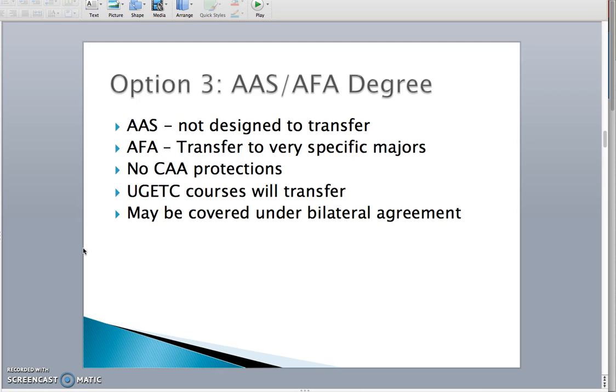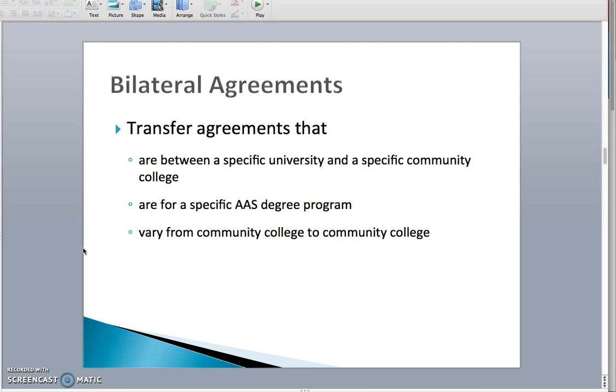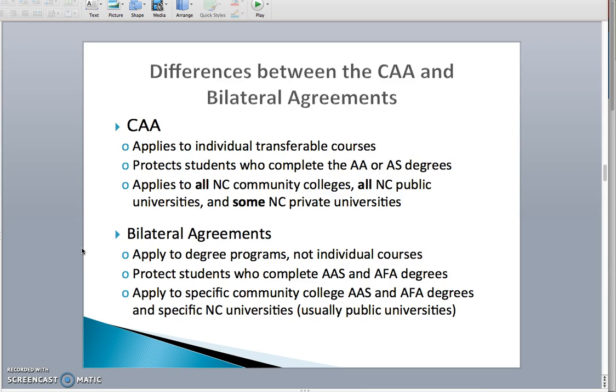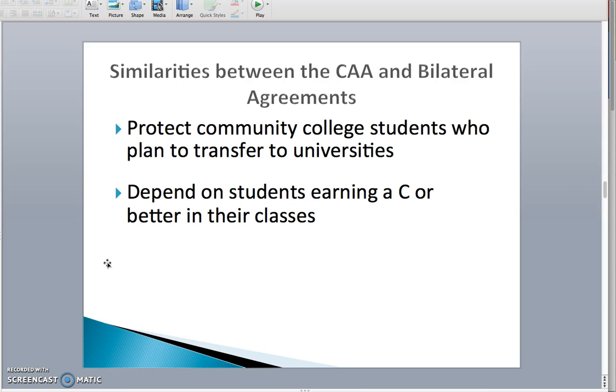They're transfer agreements between a specific university and a specific community college. They're often for a very specific degree program, and so they tend to vary from one to another. And as we talked about, the CAA applies to everybody and all the public universities. The bilateral is just going to be for specific degrees and specific community colleges and institutions. They are similar in that they protect you, and that they all depend on you earning a C or better in the classes.